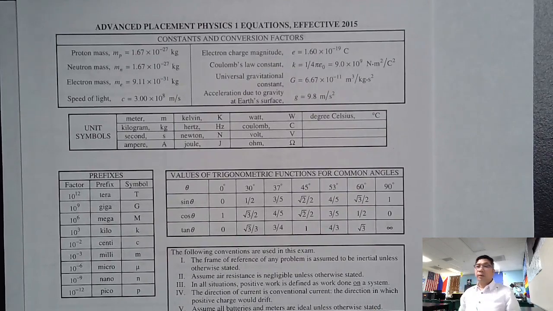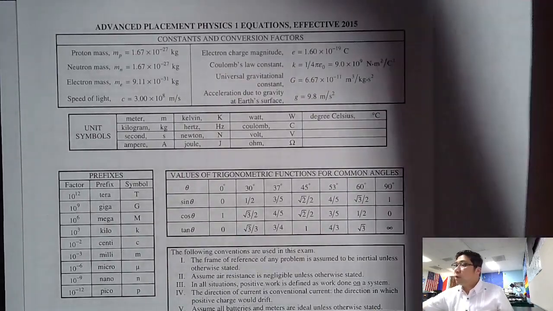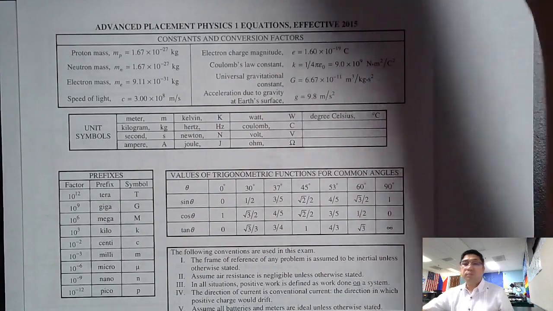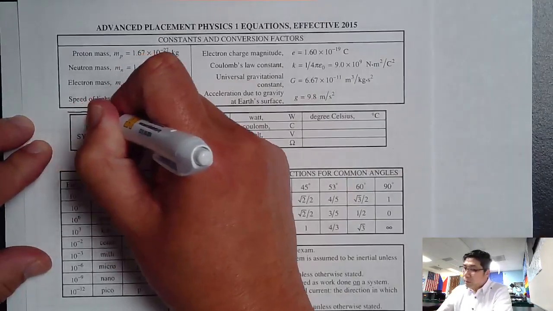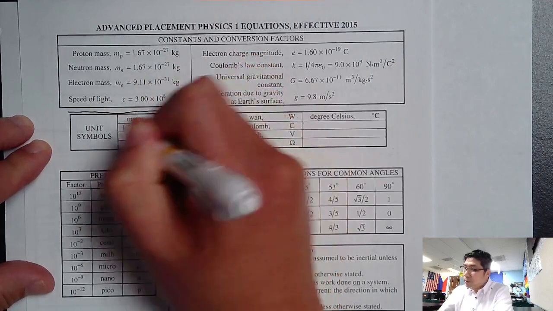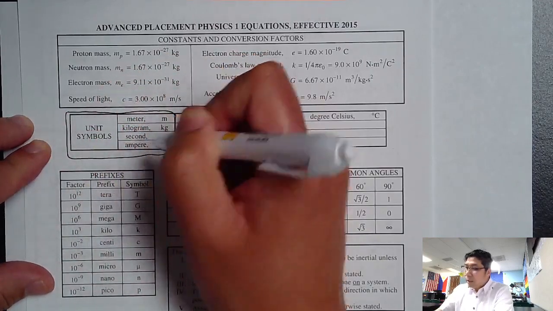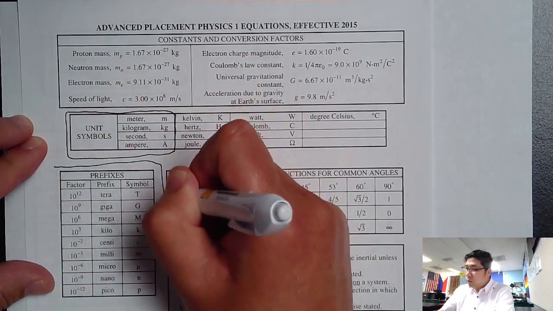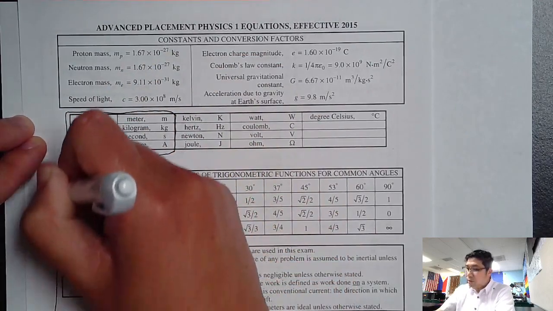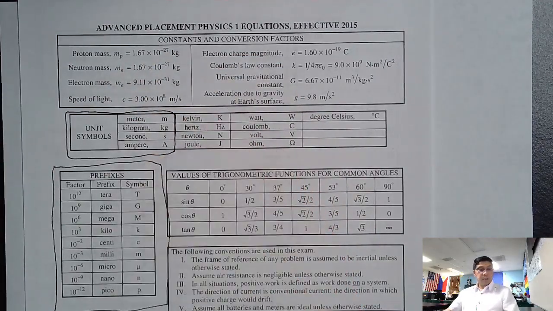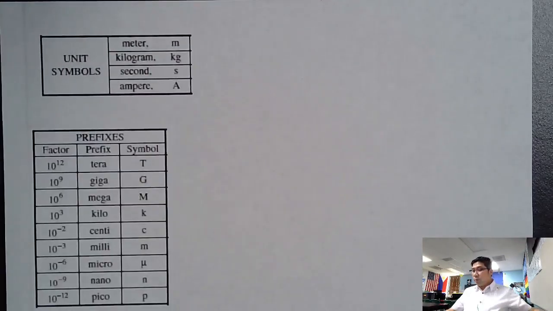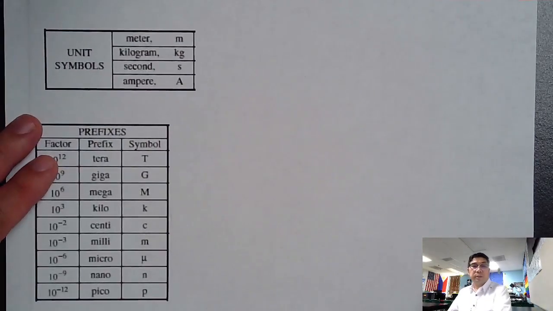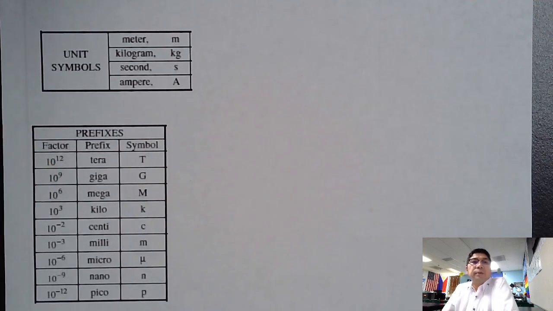Now, first thing that we should be going over is the unit symbols. So if I zoom in, which is right here in this section, unit symbols. Okay. And at the same time, let's go over prefixes. Okay, prefixes. So this section right here. Now, I do have a different copy that is already zoomed in or blown up so that you could see it.